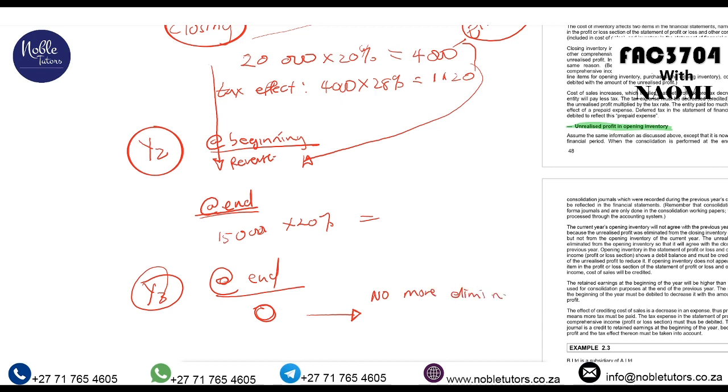This is what I'm talking about. Okay, because it was sold to a third party, there's no more elimination. But as long as it remains in the group, I'll eliminate at year end, reverse at the beginning of the year, eliminate at year end, reverse at the beginning of the year. The process goes on and on. All right, so that's basically what they're talking about by unrealized profits.